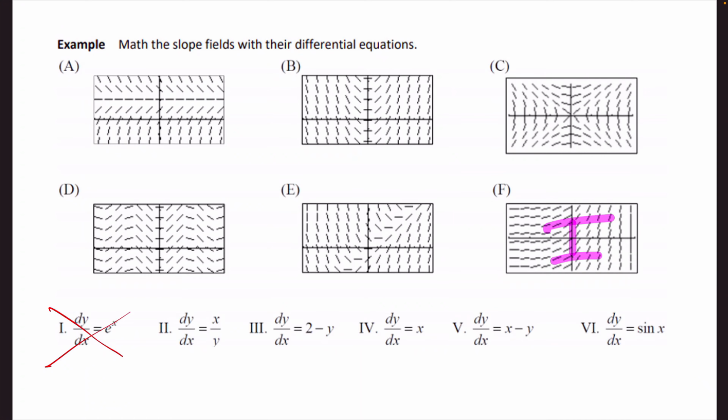Anytime I plug in this value for Y, I'm always going to get what number? Every time I plug in 2 for Y, I'm always going to get 0. So where do I have a graph where everywhere Y is 2, it's flatlined? A, right? Everywhere Y is 2, it's straight. So that one we know for sure. So that one we can do Roman numeral 3.